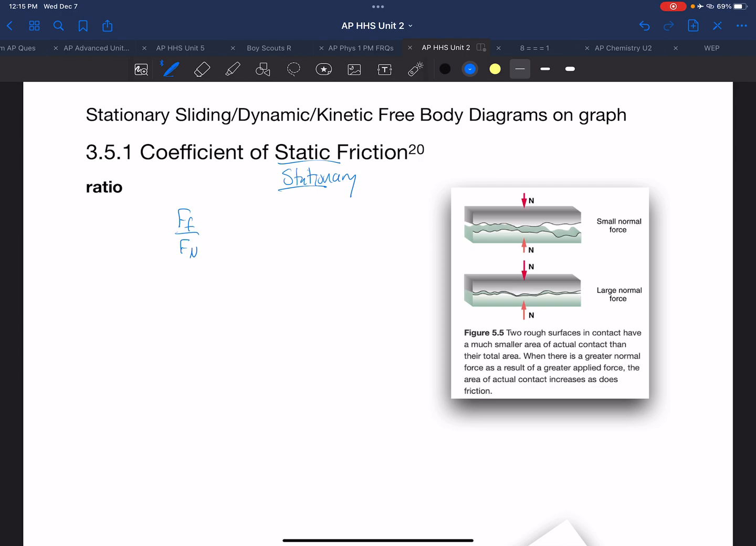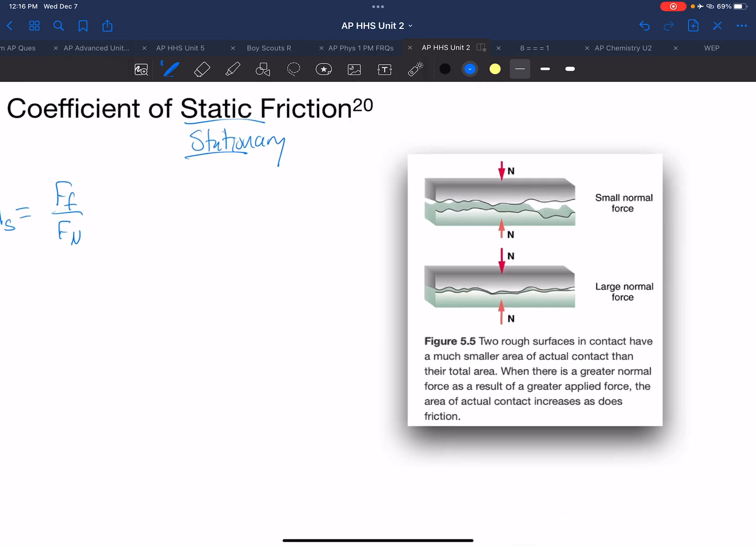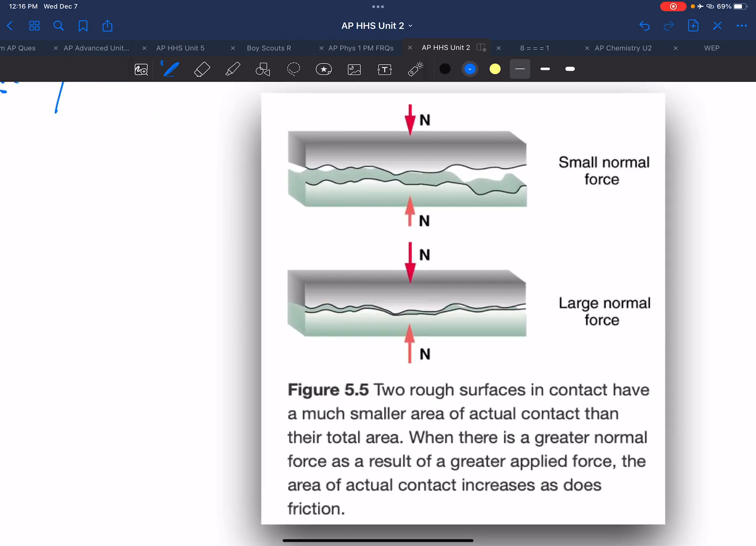And it has a label, mu. This is the Greek letter mu, the same as mu m micrometer. And it's pronounced mu, Greek letter mu. And we say it's mu s for mu static. It's the ratio of the force of friction to the force normal. And why that should be is illustrated in this diagram over here at the right.